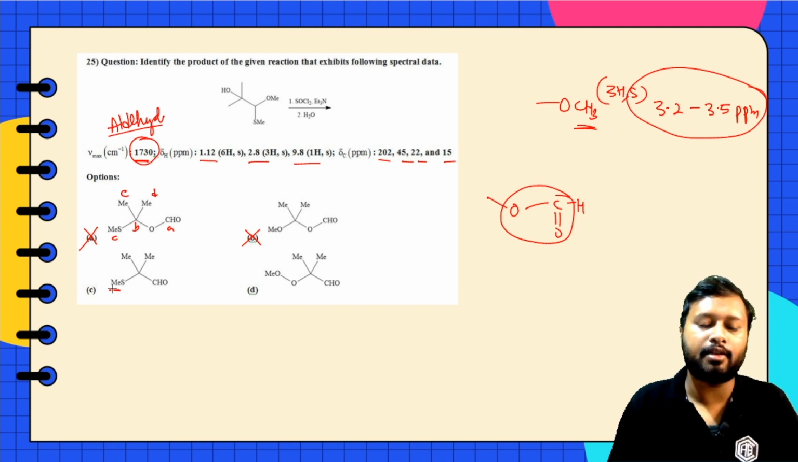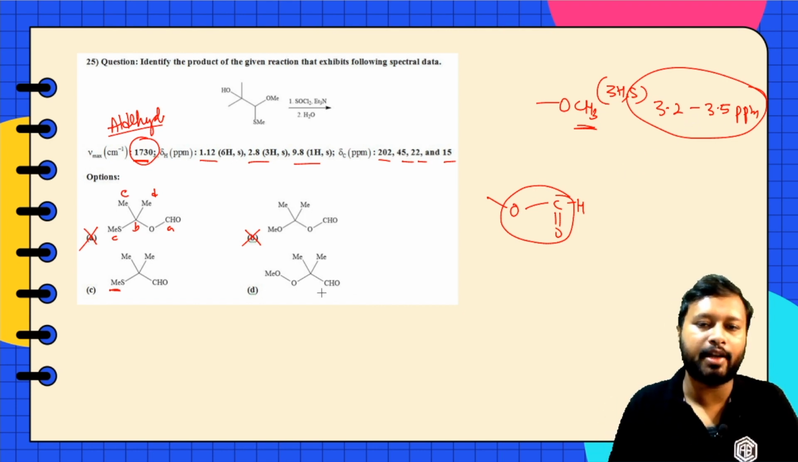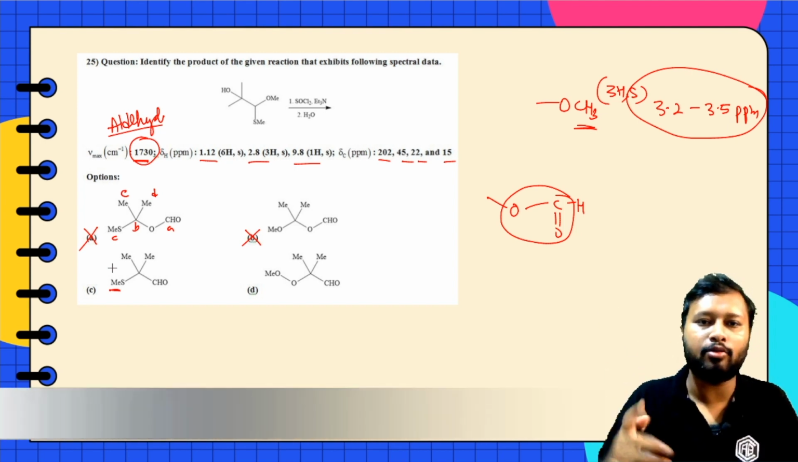And since here this methyl is attached to sulfur, that means this 2.83 hydrogen singlet cannot be this one. This is OCH3 again, and it should have been something around 3.2 to 3.5. That is one way how you can neglect option D. Another way is that this could be sulfur attached to methyl, because sulfur is less electronegative than oxygen. That's why the chemical shift will not go to 3.2 but stays around 2.8.